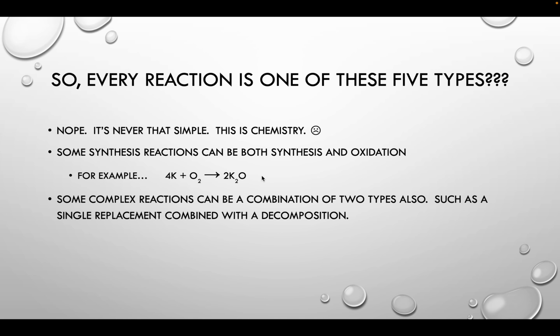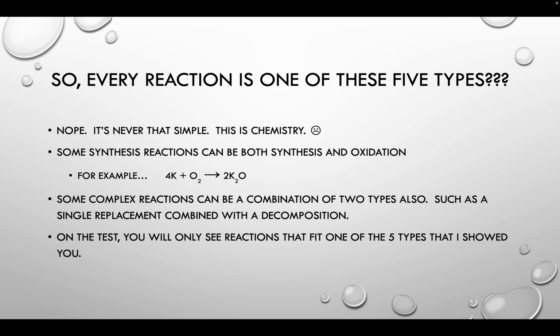Some reactions can be complex. They might be a combination of 2 types of reactions, such as I put some chemicals together and first they do a single replacement, but then the couple that's formed. So in a single replacement, you form a couple, you form a compound. That compound might be unstable and it might decompose. On the test, I'm only going to give you reactions that fit one of the 5 types that I showed you in this presentation.